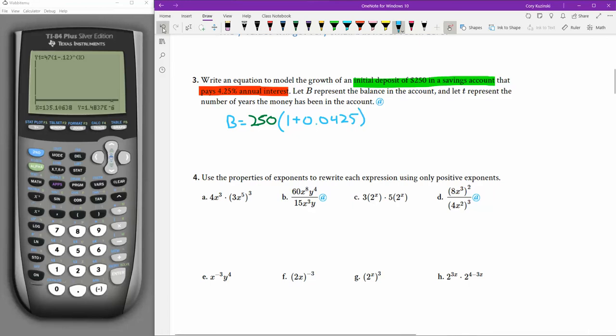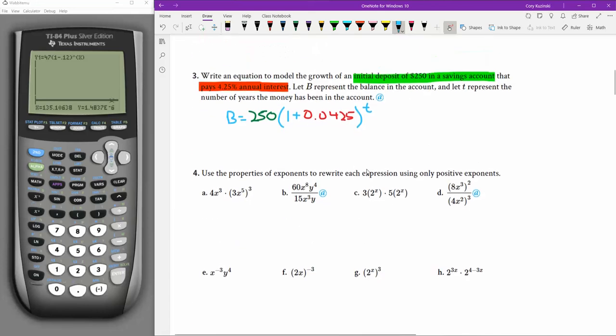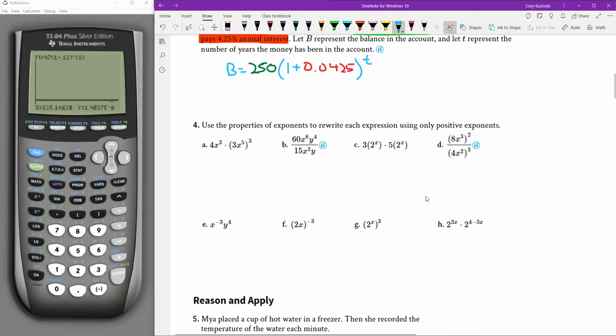And really, I color coded this, but then I stopped color coding. How about 0.0425? There we go. To the power of t. Done. And then we're going to use our properties of exponents to simplify these expressions, something we can't lose practice of.